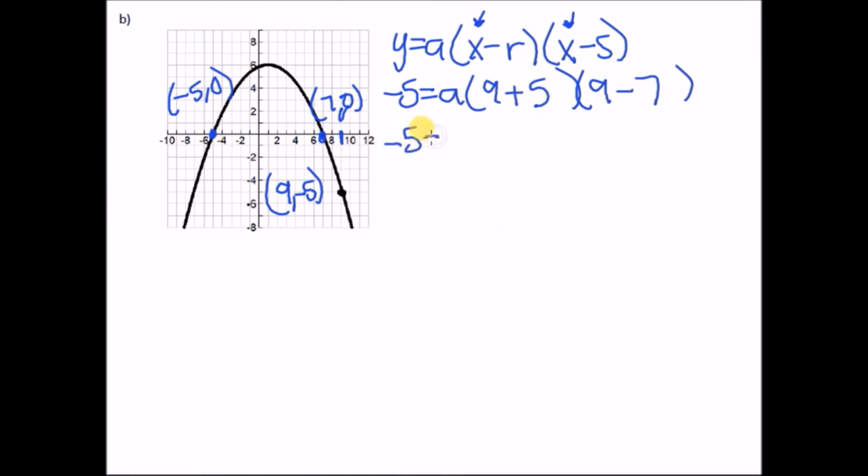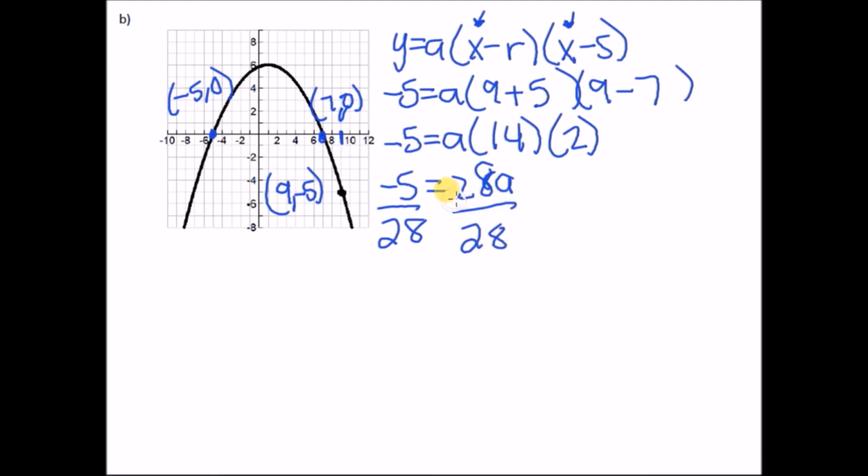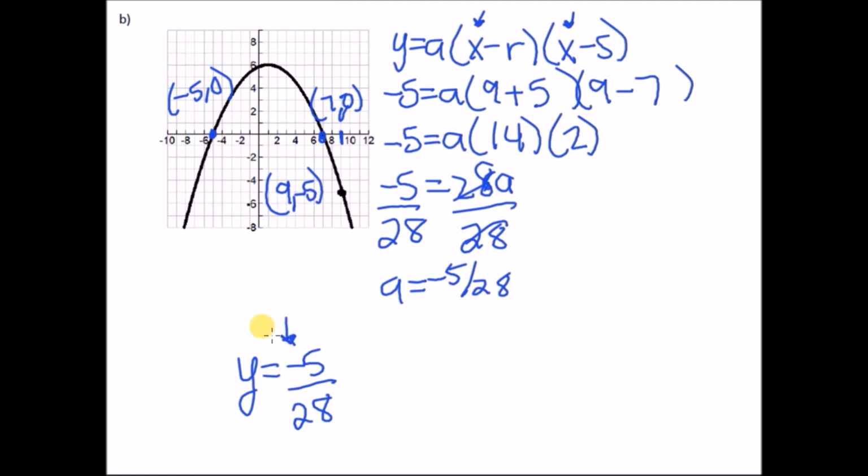So now let's solve for a. 9 plus 5 is 14. 9 minus 7 is 2. And we get 28a. Let's divide both sides by 28. Those go away. We get a equals -5 over 28. So our equation is -5 over 28, which is a vertical compression by a factor of 5 over 28, and it's a reflection because it's negative, and that makes sense because it's opening down. And we get x plus 5, x minus 7.